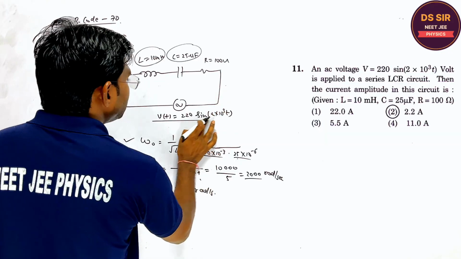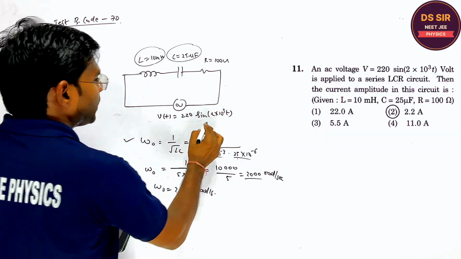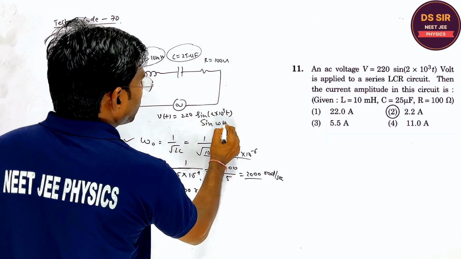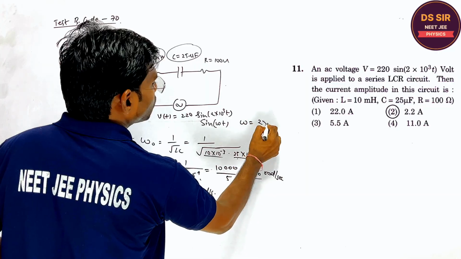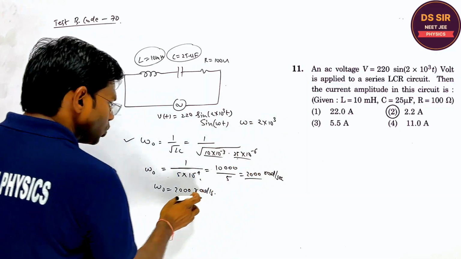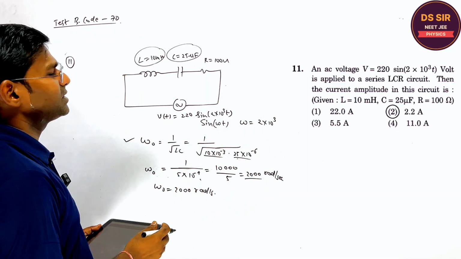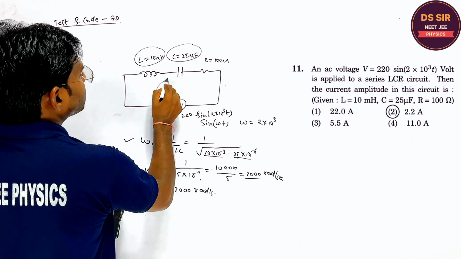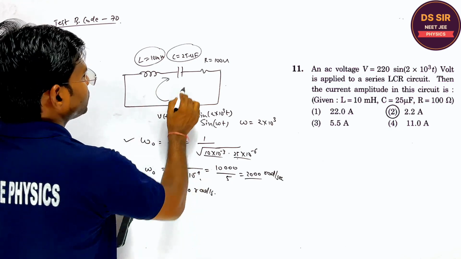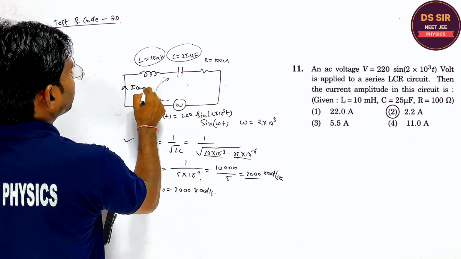And if you consider the voltage supply to be sine omega t, so what is the frequency of the source? The frequency of the source and the resonance frequency are the same. So therefore this circuit is in resonance. In this resonance, the current is maximum, right?